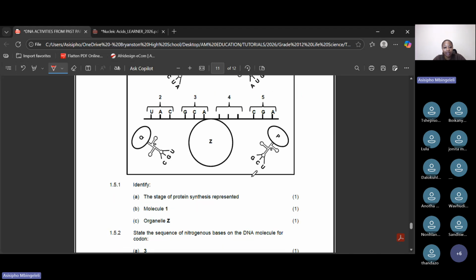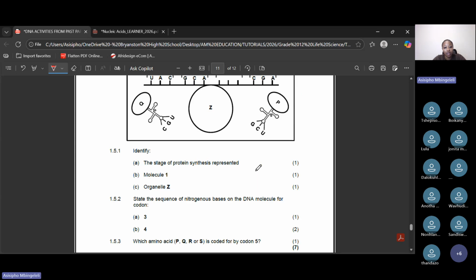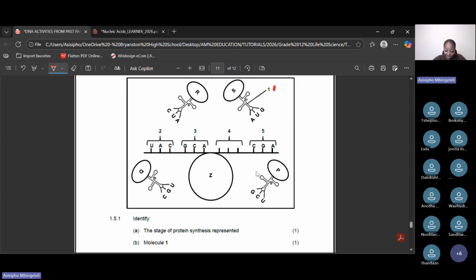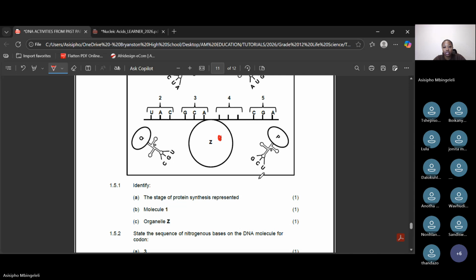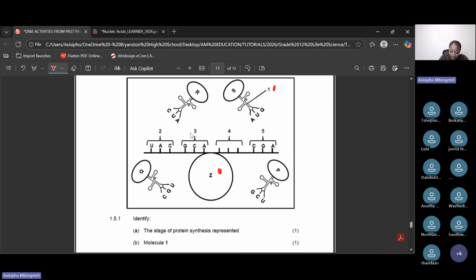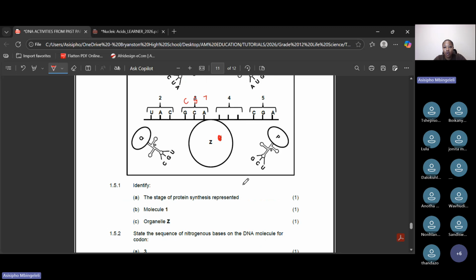Translation. Identify molecule 1. Now I need to figure out where is molecule 1. Okay, there it is. Molecule 1 is transfer RNA. Organelle Z, there is organelle Z. That is your ribosome. State the sequence of nitrogenous bases on the DNA molecule for codon 3. Codon 3 DNA bases will be C, G, T. CGT.